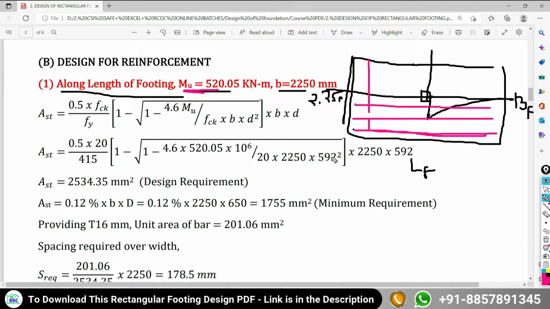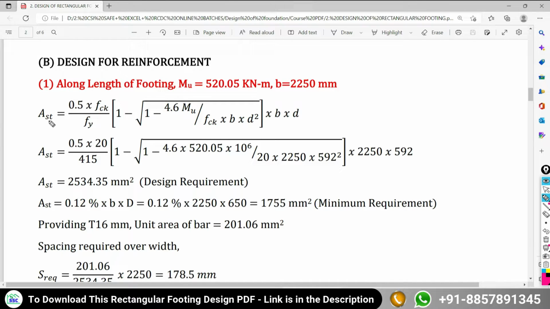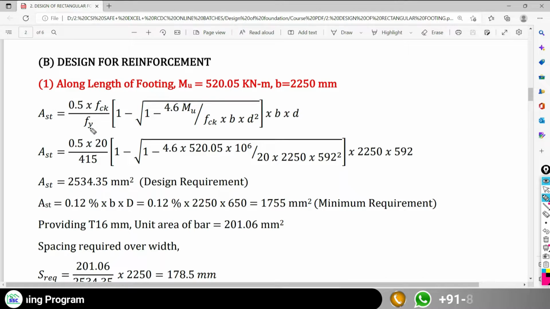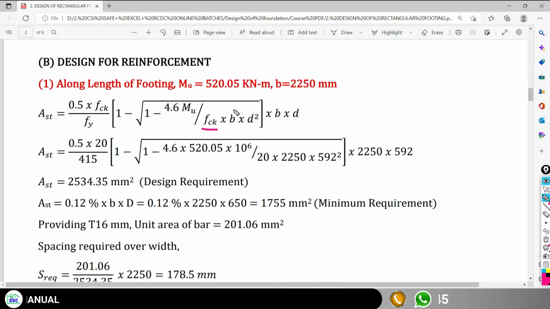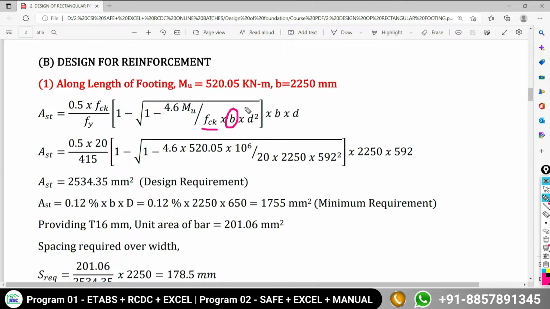You need to understand. There is a formula to find out the reinforcement: Ast = 0.5 fck/fy (1 - square root of (1 - 4.6 Mu/(fck b d²))) b d. Mu is the ultimate moment that we have calculated, fck is the characteristic strength of concrete, and b is the considered width. If you made the calculation for the moment by considering a 1 meter width of the footing, then you have to consider 1 meter.